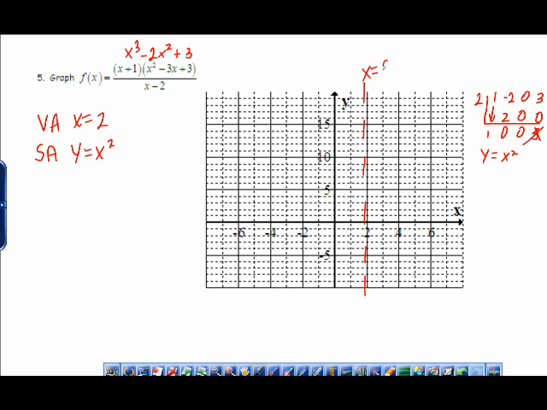Label it. Y equals x squared. Now, I'm going to try to make this as accurate as I can with these points. The more accurate you make these asymptotes, the easier everything else will be. And I'm just using number squared and my knowledge of the parent function. All right, y equals x squared. Okay, now let's find those points.